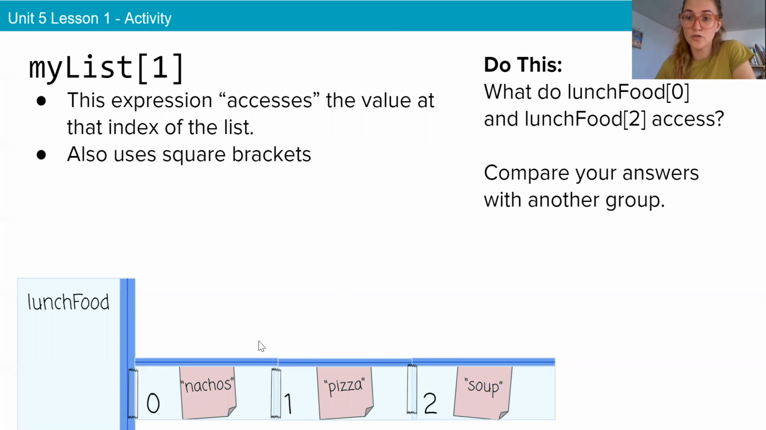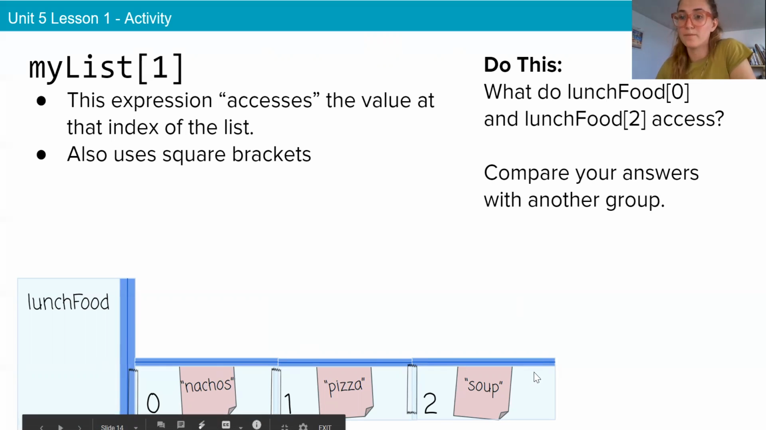So lunch food 0 is going to access the value of index 0 in the lunch food list. My lunch food list at index 0, the value is nachos. So lunch food 0 is going to access nachos. Then lunch food 2 accesses the value of index 2 of the lunch food list. So lunch food at index 2 is soup. So lunch food 0 is nachos, lunch food 2 is soup.